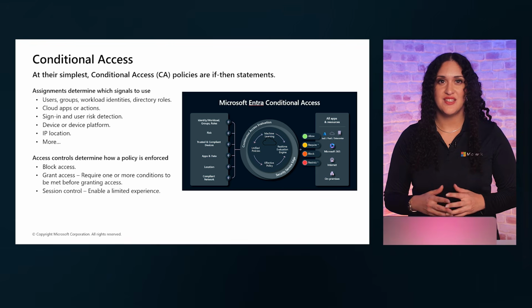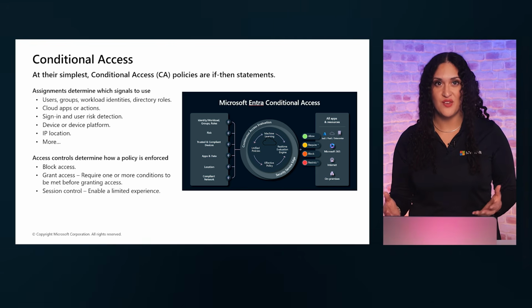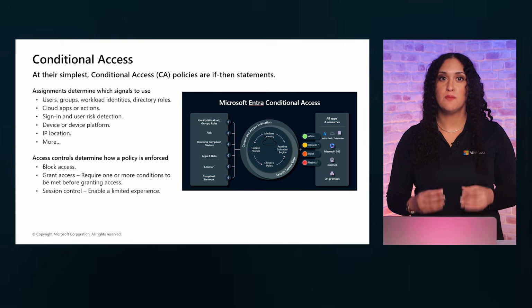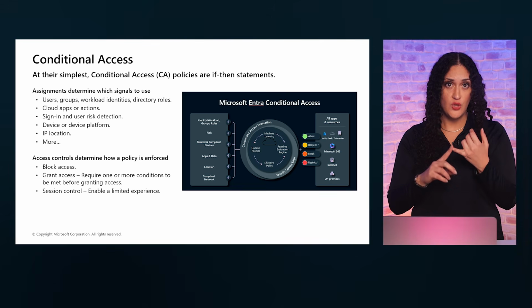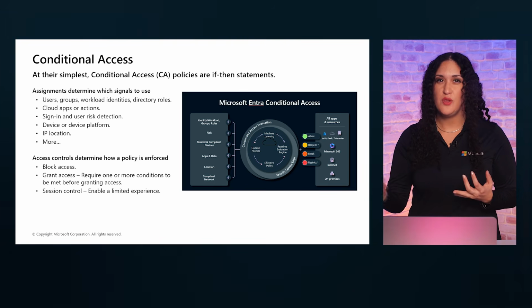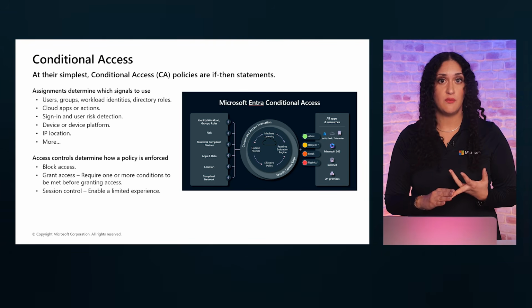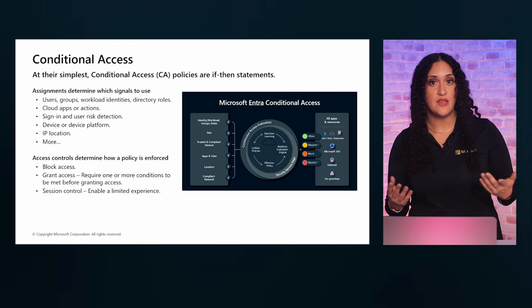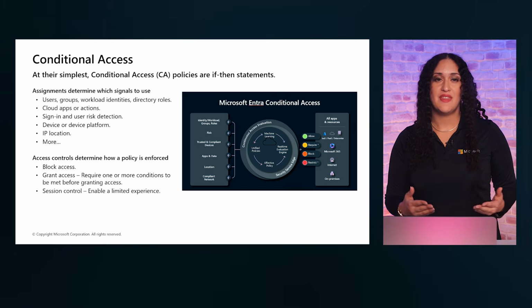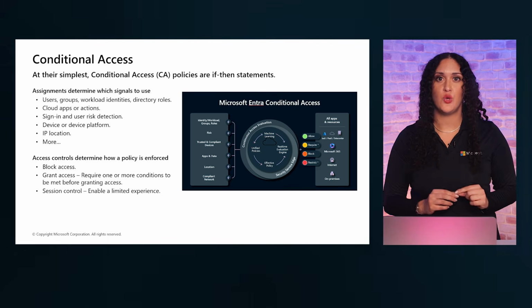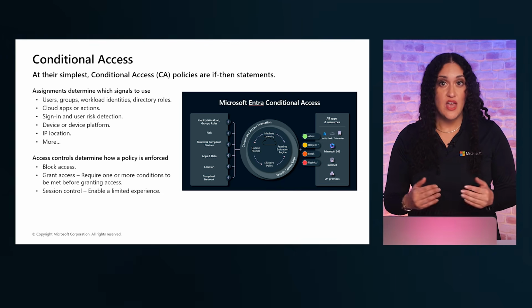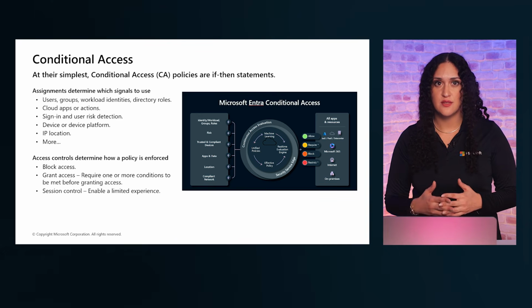For example, a finance employee signs in to Microsoft 365 from a personal laptop while traveling. Conditional access has to evaluate multiple signals. User, a member of the finance group. Location, signing in from an unfamiliar country. Device, not marked as compliant. Risk, medium sign-in risk detected. The policy outcome for that example would be that access is granted only if the user completes multi-factor authentication and uses a compliant device. If conditions aren't met, access is blocked.